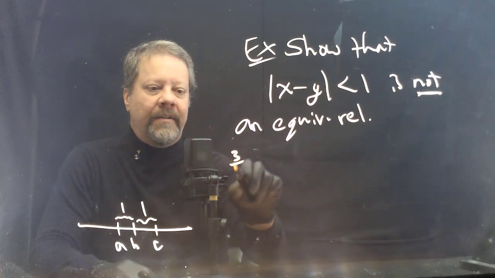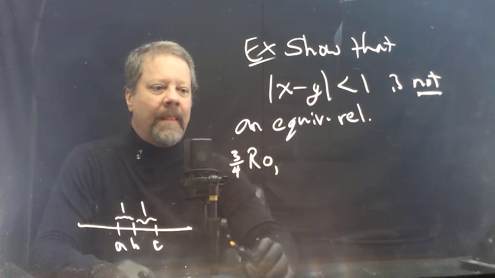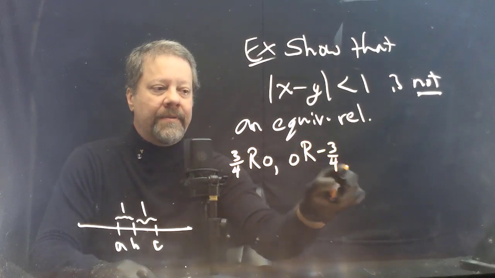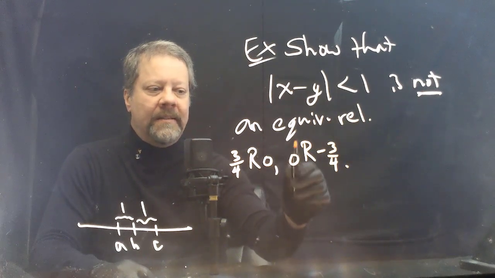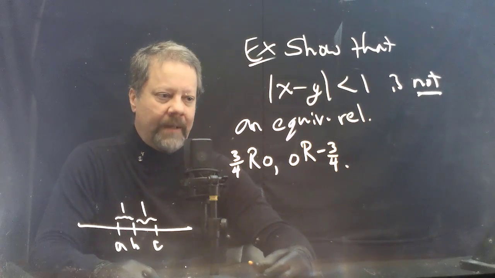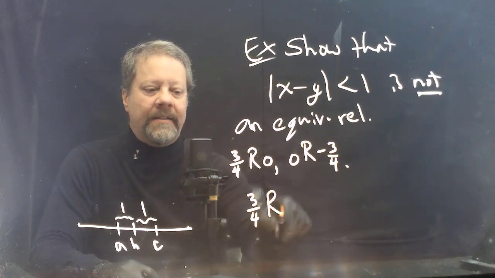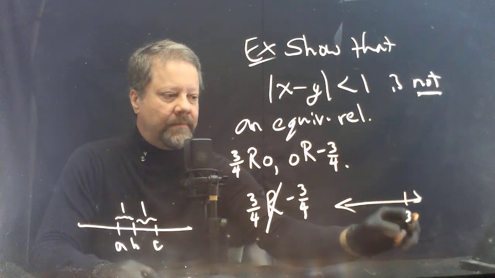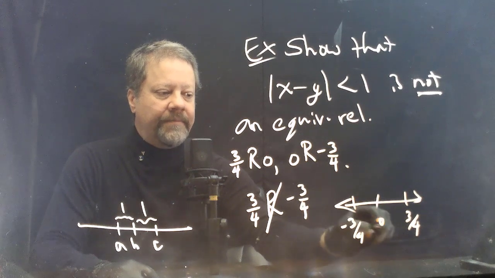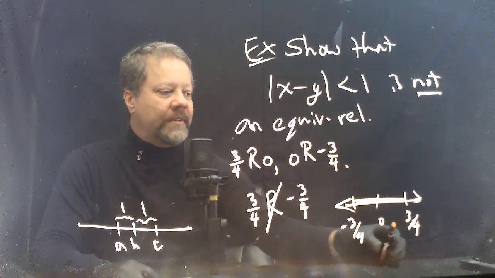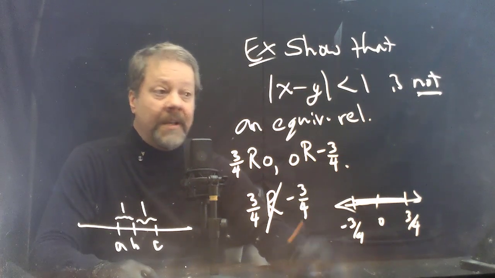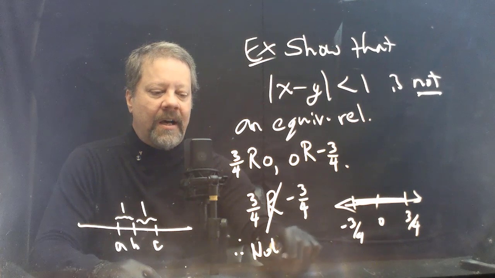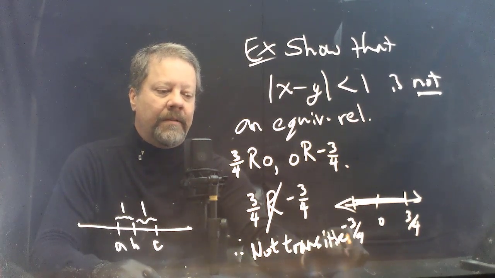First of all, let's note that 3/4 is related to 0. And also, 0 is related to negative 3/4. The distance between 0 and 3/4 is less than 1. The distance between 0 and negative 3/4 is less than 1. However, 3/4 is not related to negative 3/4. 3/4 this way on the number line, negative 3/4 this way on the number line, gives us a total distance between these two of 1.5, which means it's not going to have a distance less than 1. So this is not true. Therefore, this relation is not transitive.